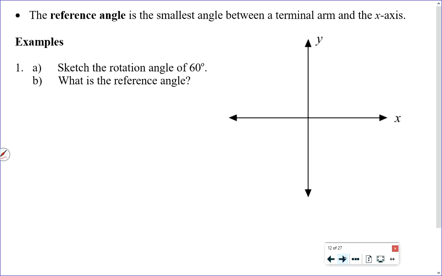Examples. Sketch a rotation angle of 60 degrees. It's always implied that it's in standard position. So I'm going to hand out some rulers. Let's be somewhat neat in our work here.